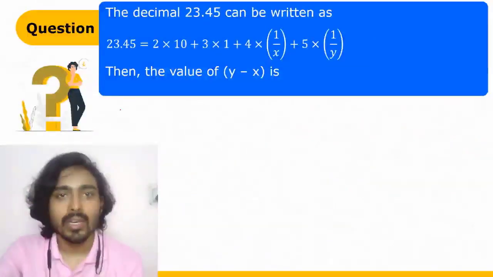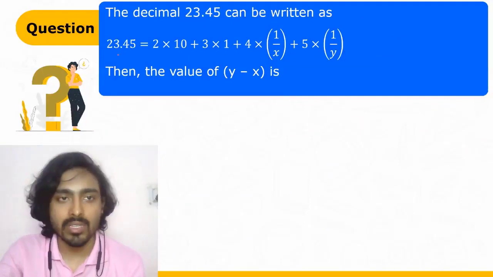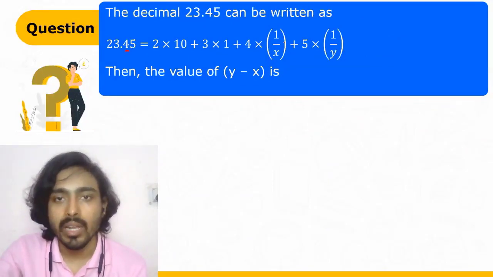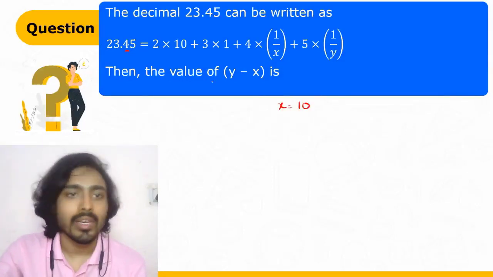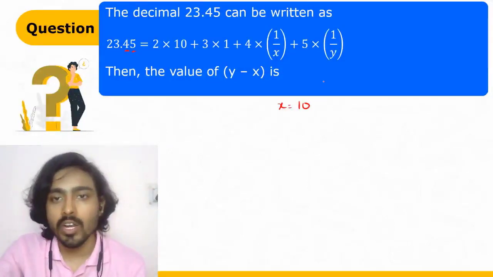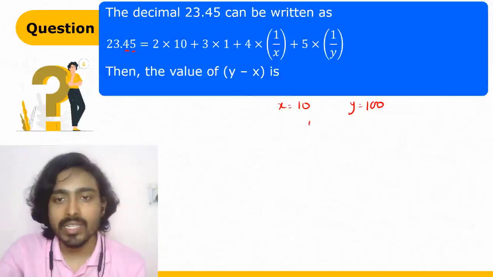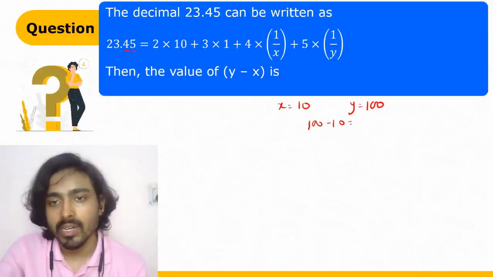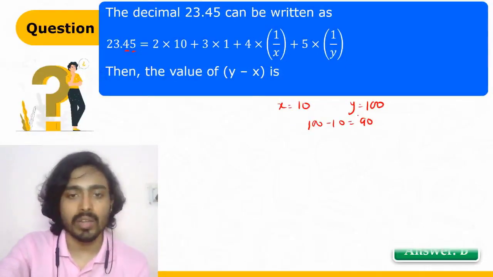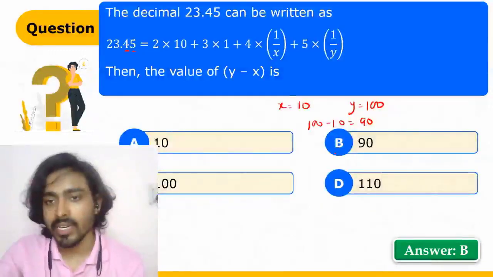Let's move ahead. In this case, you have to find that if this is the decimal form. So in that decimal form, the first digit after the decimal, we write it as 1 upon 10. So x will be equal to 10. And the second digit could be written as 1 upon 5 into 1 upon 100, right? So y will be 100. Okay. So y minus x is 100 minus 10. That is 90. Just look at the options. Yes, 90 is the right answer.